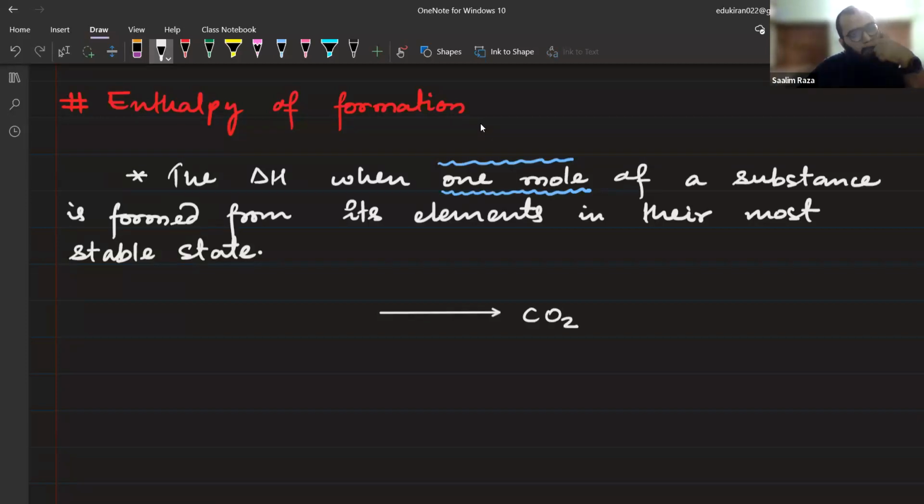So for this 1 mole of CO2, how many moles of carbon is required? 1. See, okay. Before that, let us first clear one thing: what are the elements forming carbon dioxide? Carbon dioxide is formed by, tell me guys. Carbon dioxide is made of which elements? And moles, right? How many moles?